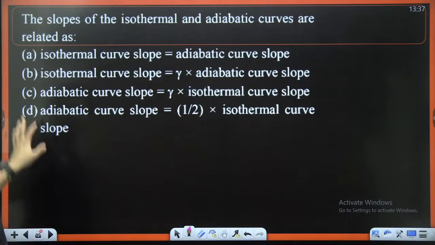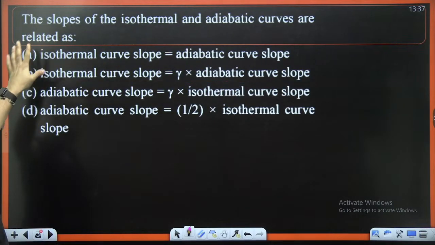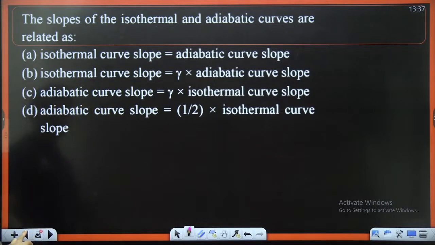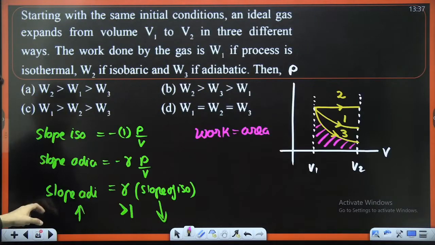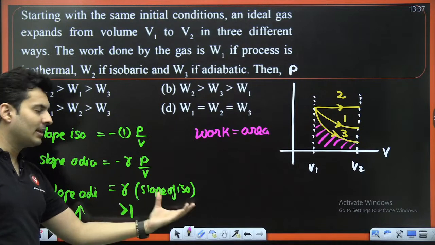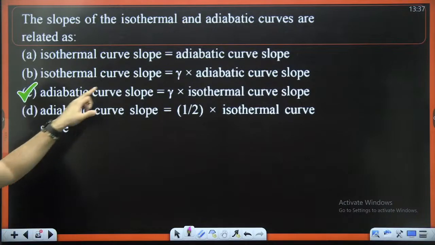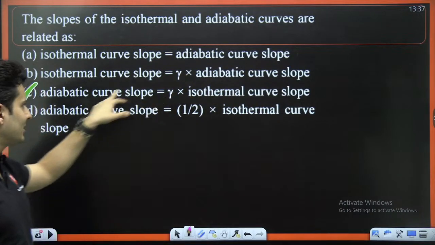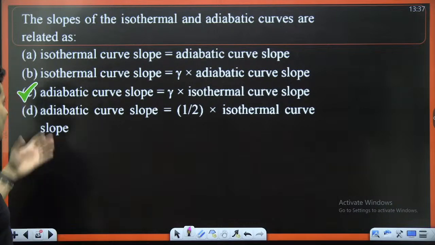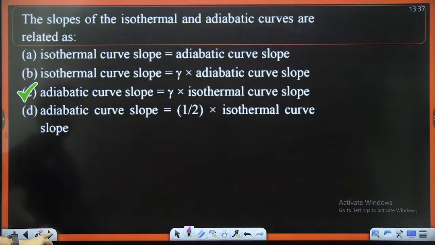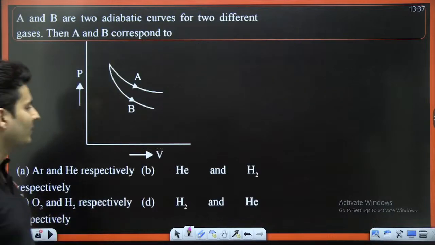Next question on your screen. Whose curve's slope is more than whom? We just did this. The slope of adiabatic is gamma times the slope of isothermal. So adiabatic is steeper, isothermal is not so steep. Next one.